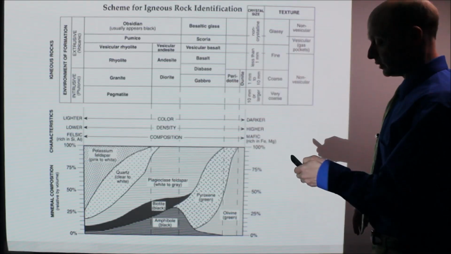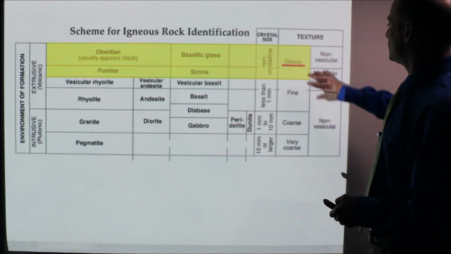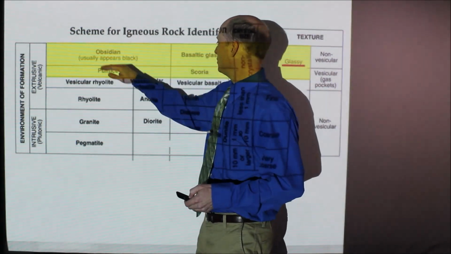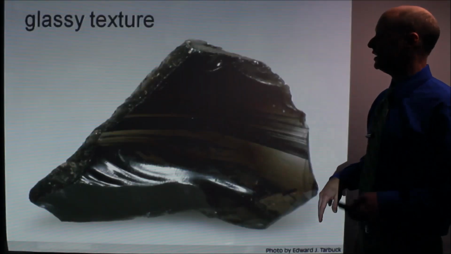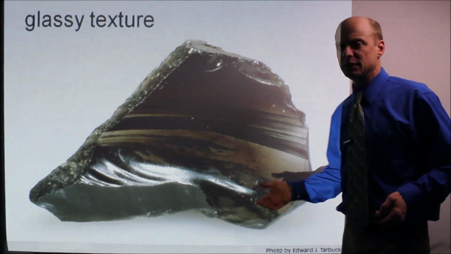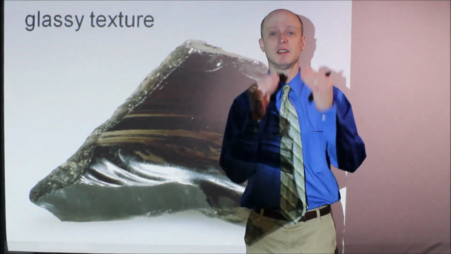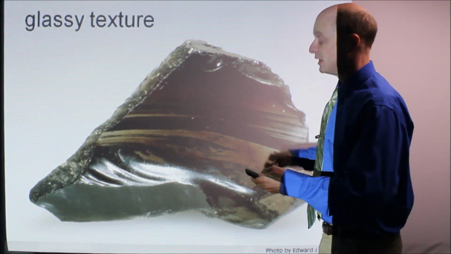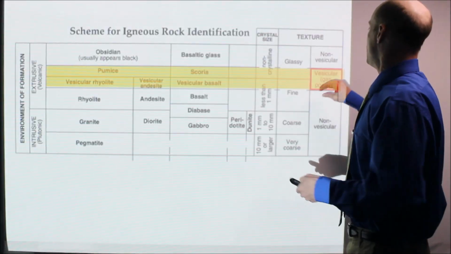So let's look at some of the textures. I'm zooming in a bit, and the glassy texture, it says glassy, are all of these rocks: obsidian, pumice, basaltic glass, and scoria, are all considered to be glassy. Here's an example of glassy. I hope your teacher showed this to you because it's really cool. Everyone loves glassy igneous rocks. But this cooled lava that cools very quickly causes it to have that glassy texture.